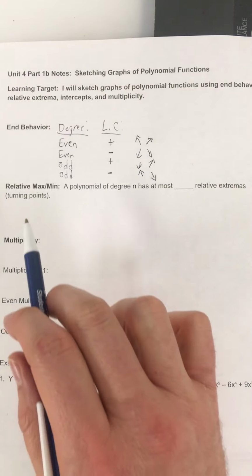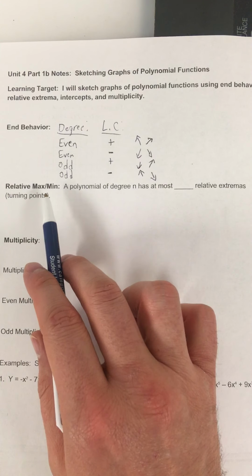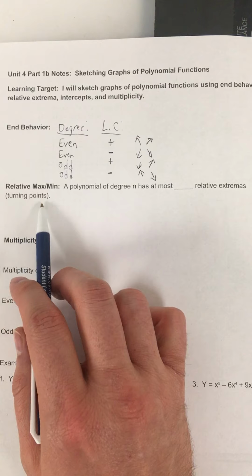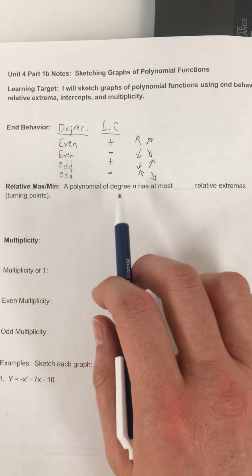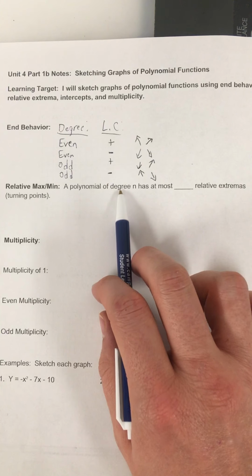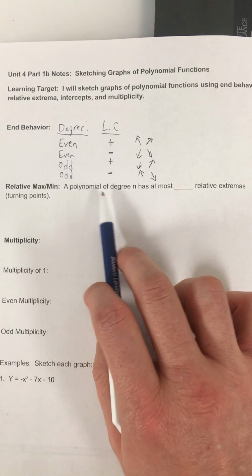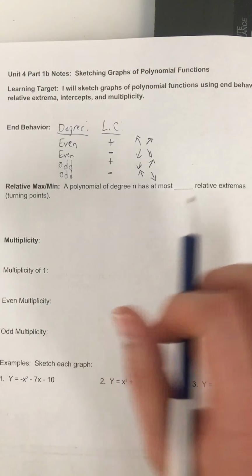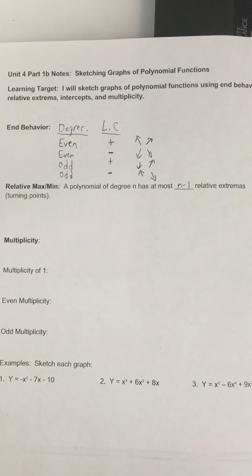And then also something we need to keep in mind, something called relative maximum and relative minimum. That's just turning points on the graph, where the graph turns around. Whatever the degree is, a polynomial of degree n, and what's degree mean again? The biggest exponent. Whatever the biggest exponent is in the problem, it can have at most n minus 1 turning points. So if you have something that's x to the fourth, then it can have at most how many turning points? It could have at most 3. It could have less than that, but the most it could have is 3 turning points. Whatever the degree is, 1 less than that, that's how many turning points it could have. Doesn't have to have that many, but up to those points.